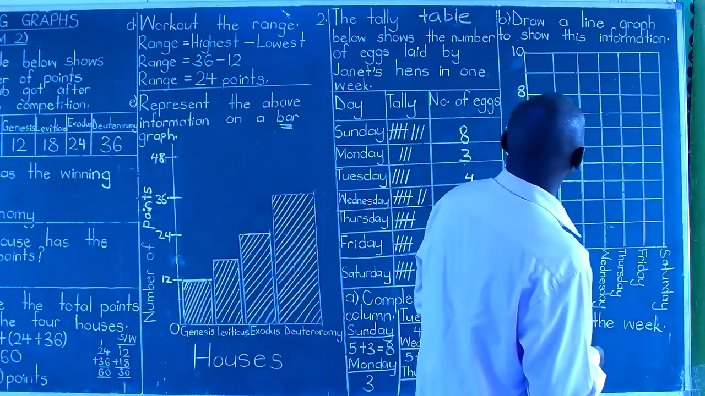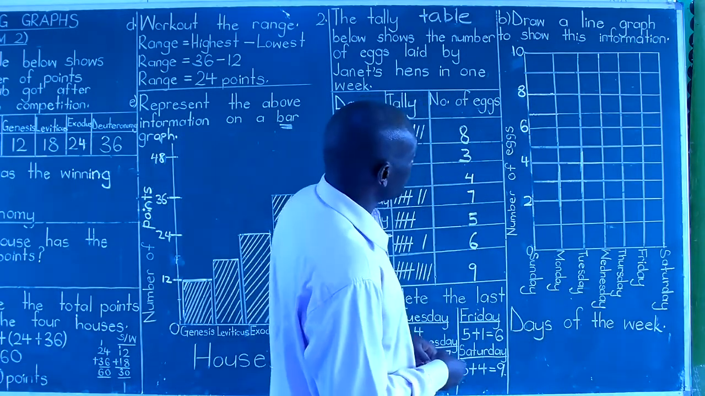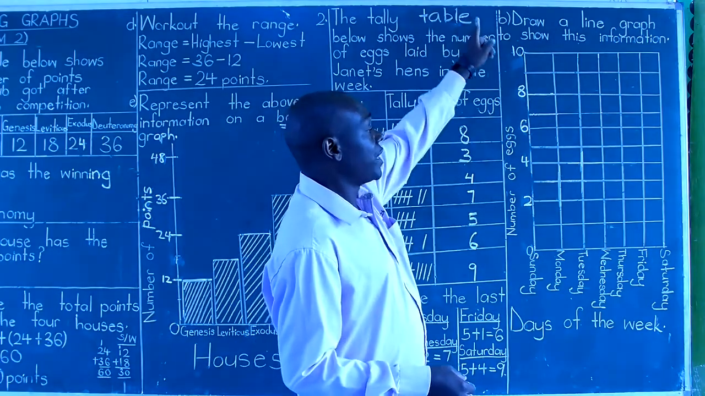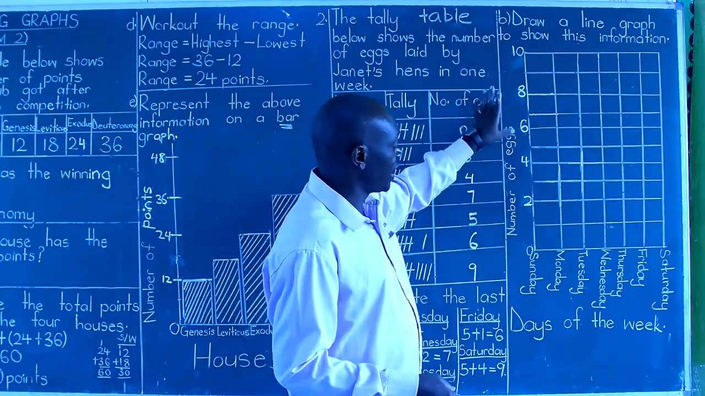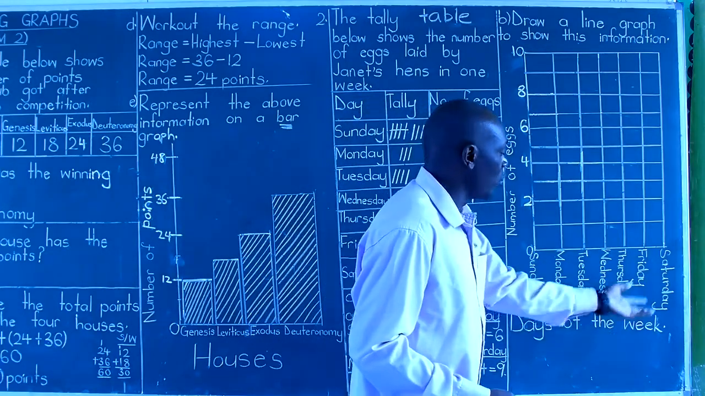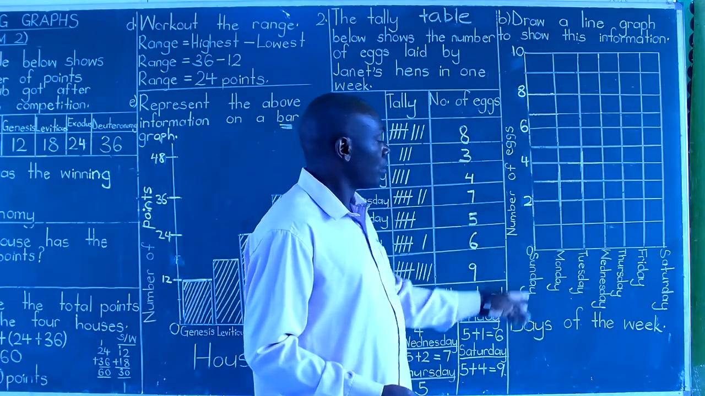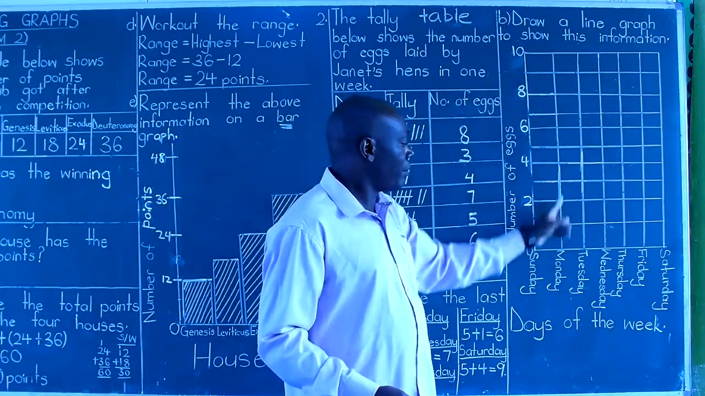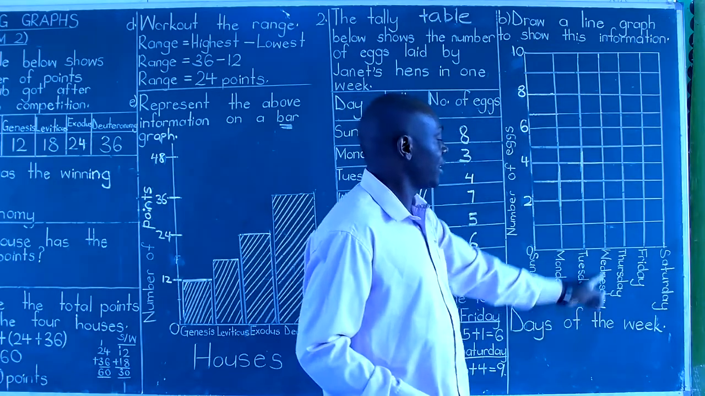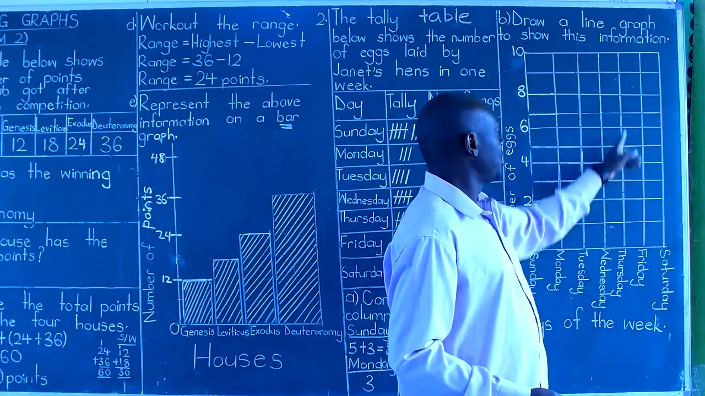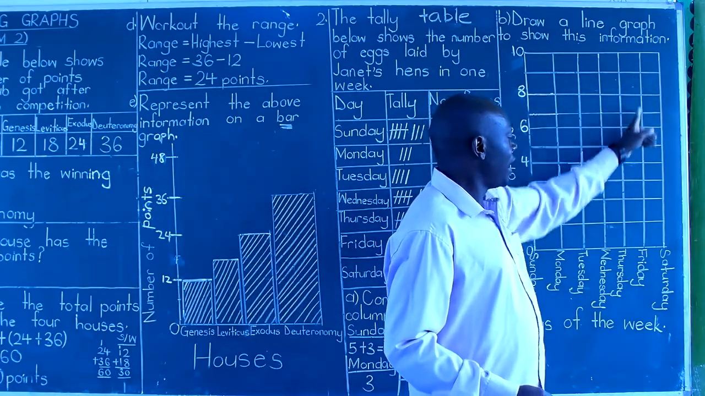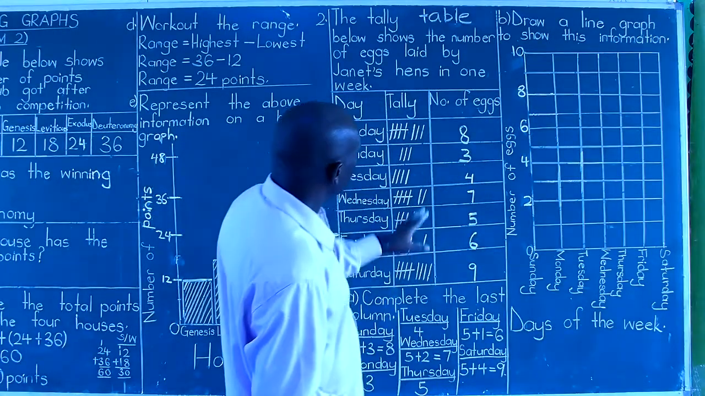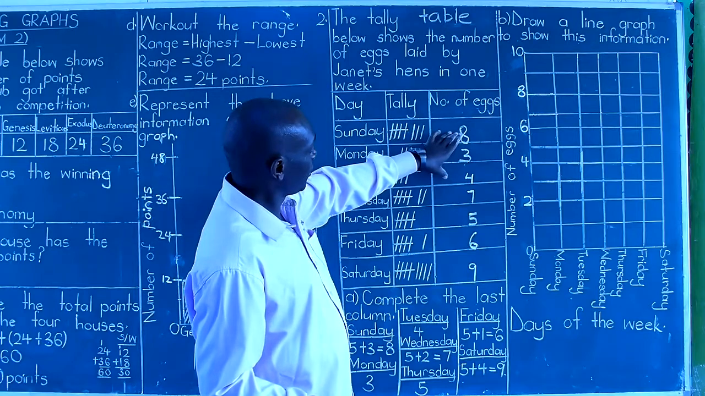You go by the line and then plot accordingly. So we've got, on the vertical axis, the number of eggs, and here, the days of the week. Now you draw a line per day. So this is a line for Sunday, line for Monday, line for Tuesday, line for Wednesday, line for Thursday, line for Friday, and line for Saturday. And then look at the number of eggs laid.